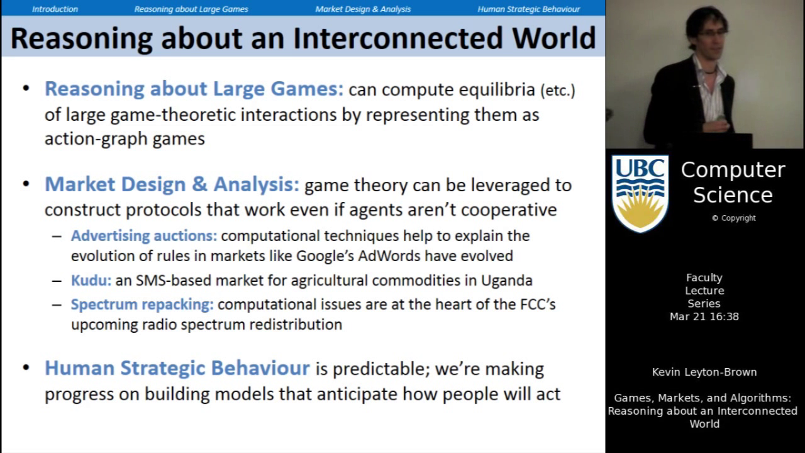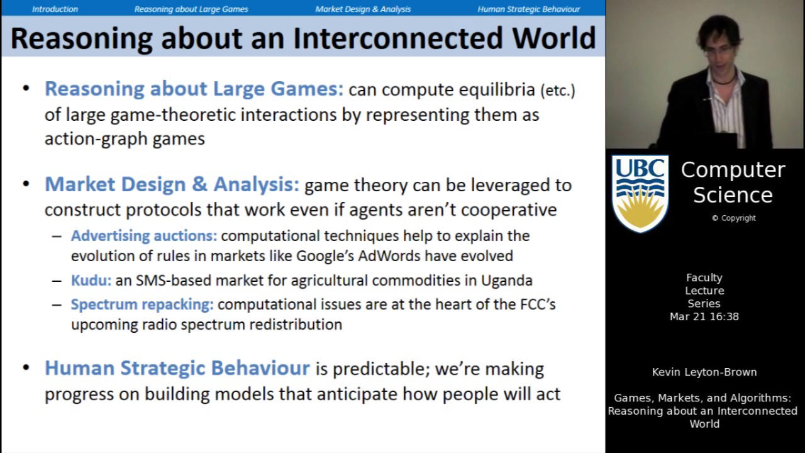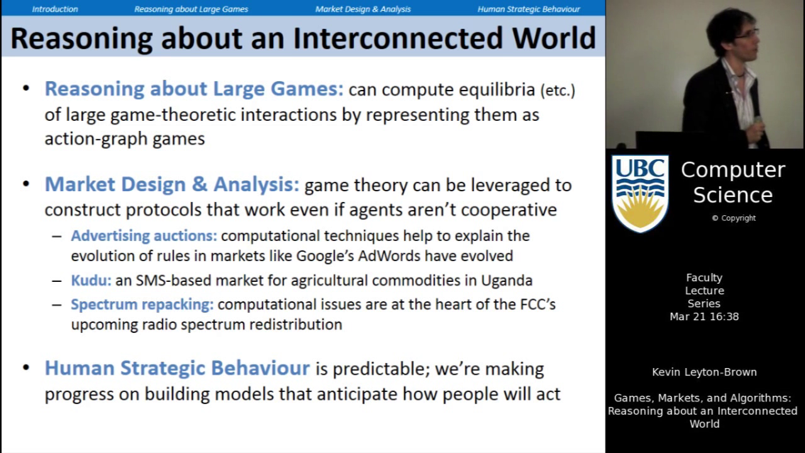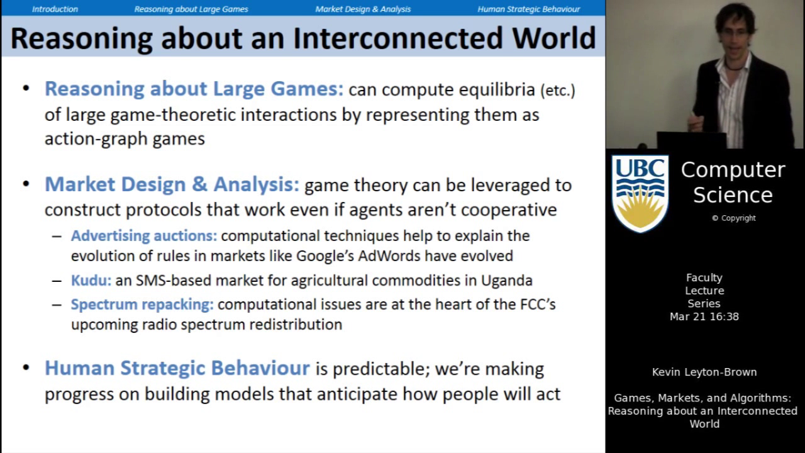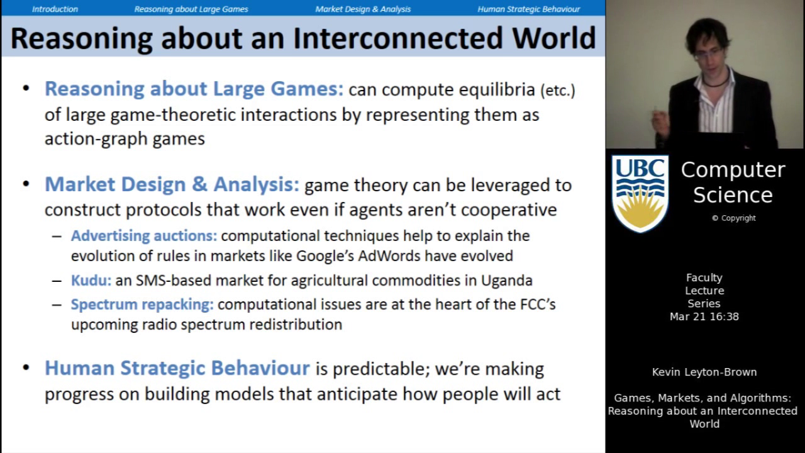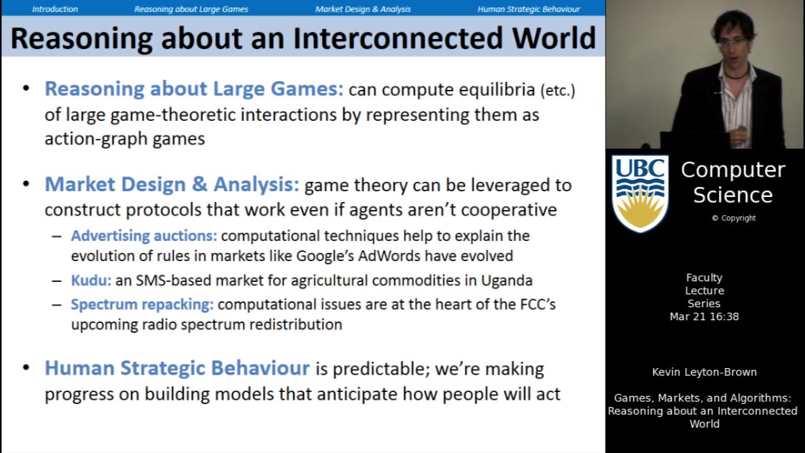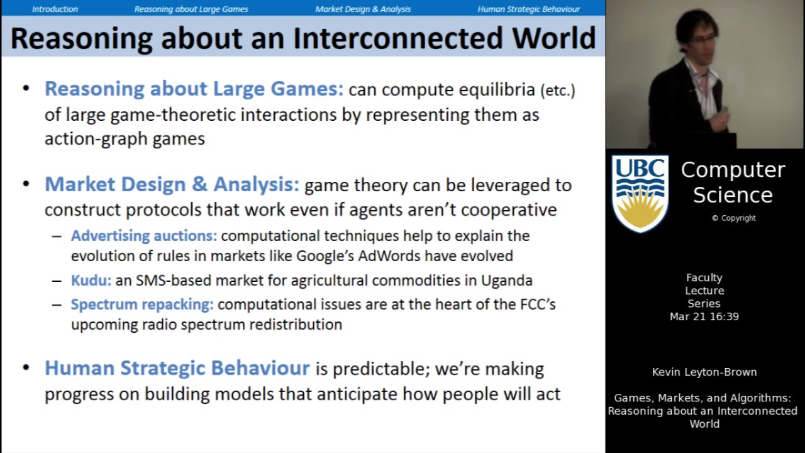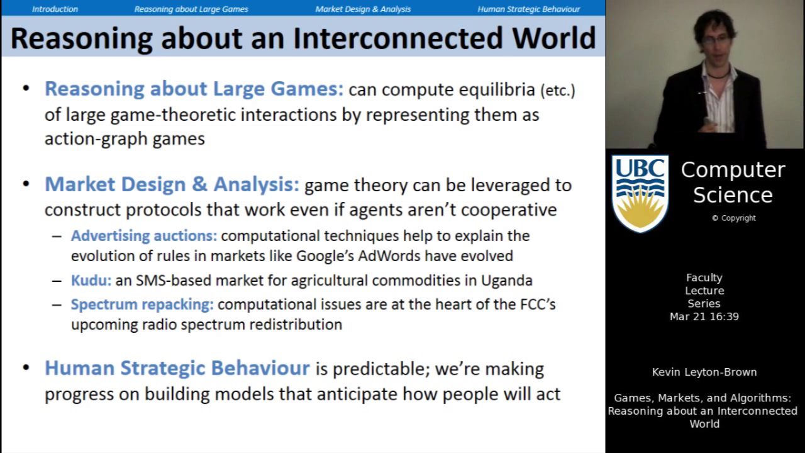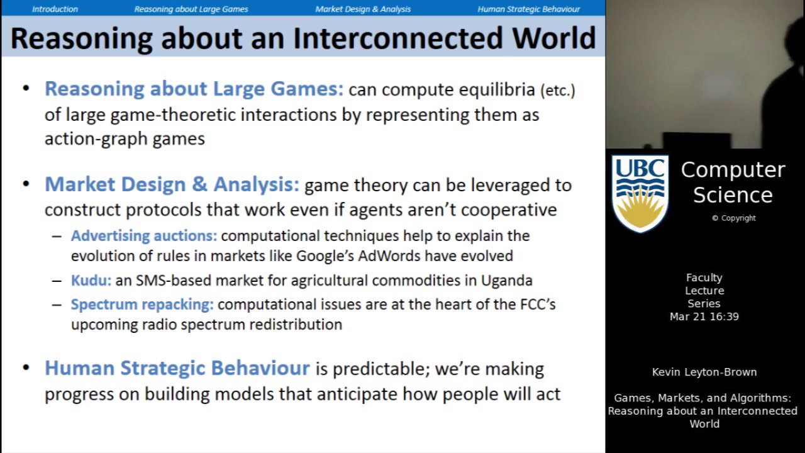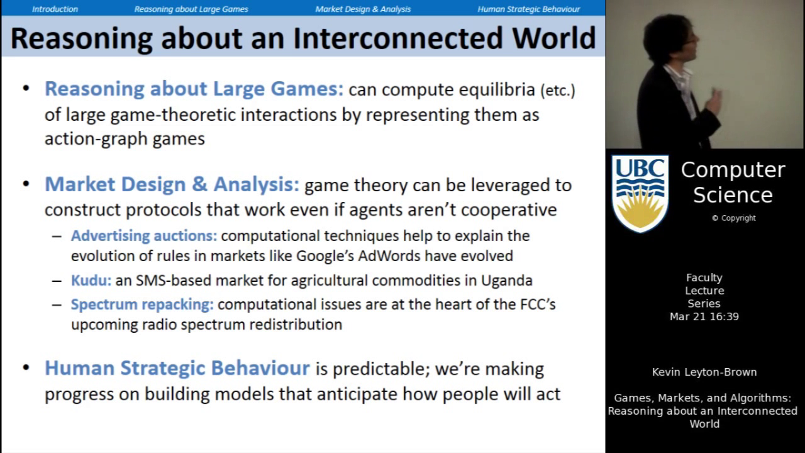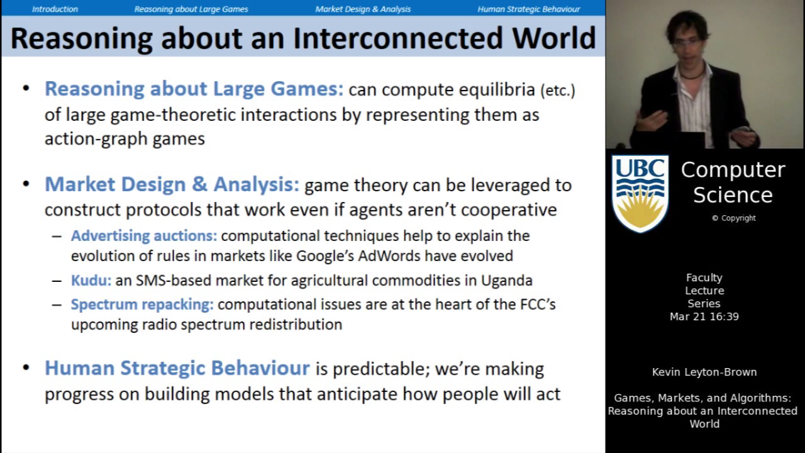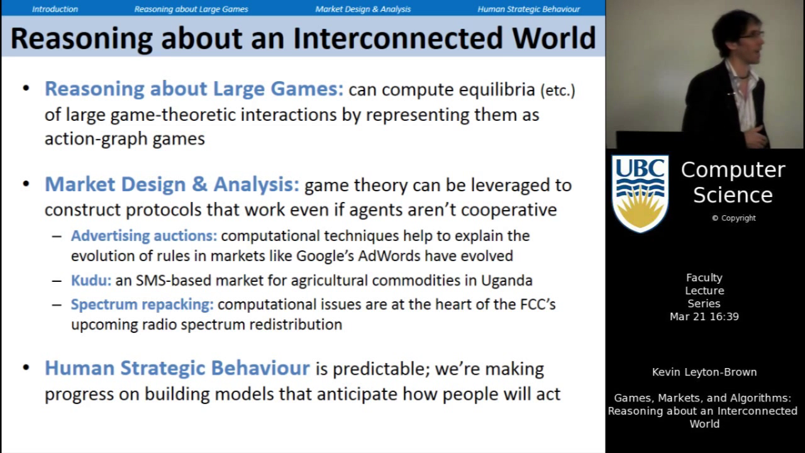I told you about market design and analysis, why it's important to computer scientists, how we can essentially do non-cooperative protocol design between agents. And I spoke about 3 applications: understanding what's been going on in advertising auctions, Kudu, our SMS-based market for agricultural commodities in Uganda, and this problem of repacking spectrum in the FCC's upcoming radio spectrum redistribution problem, which really puts computational issues at the center of the problem. Finally, I talked a bit about behavioral game theory and how we've been making progress on predicting how people behave.